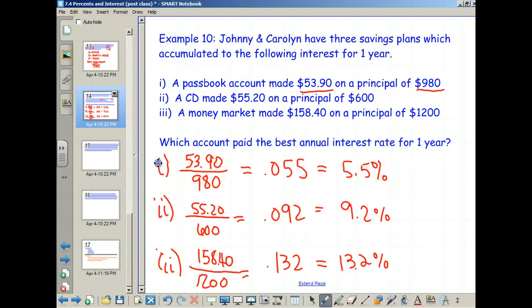The last one, so the money market did. So make sure you answer the question. The question asked which one, the answer is the money market. But all your work that I just did supports that that is the correct answer. So you need to show all of that in order to get there.